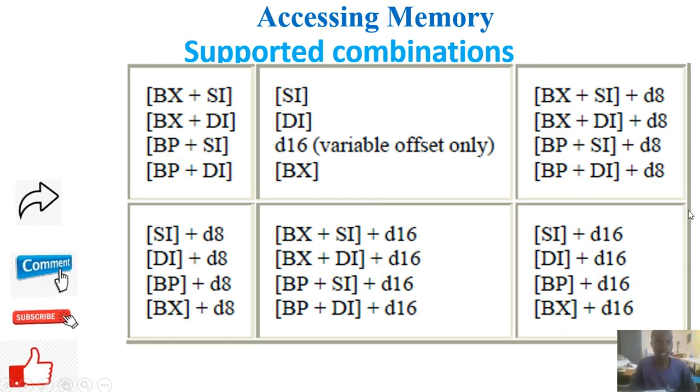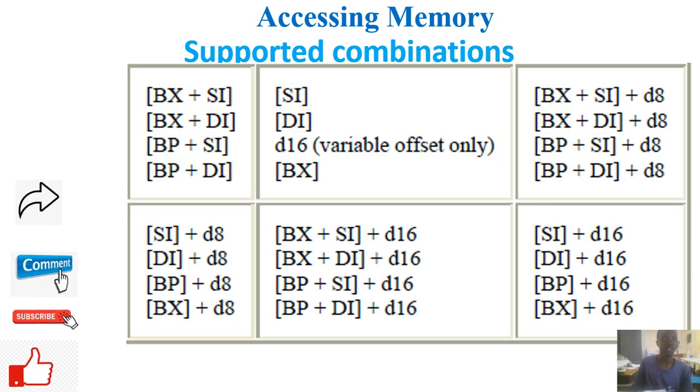Right, so here are the combinations. The first combination being BX plus SI. If we add the value in BX and SI, then we get the offset. That is the number of steps that we will move from the starting address of the segment register. Same applies, we combine these two values. It gives us the number of steps that we move from the starting address there as well.